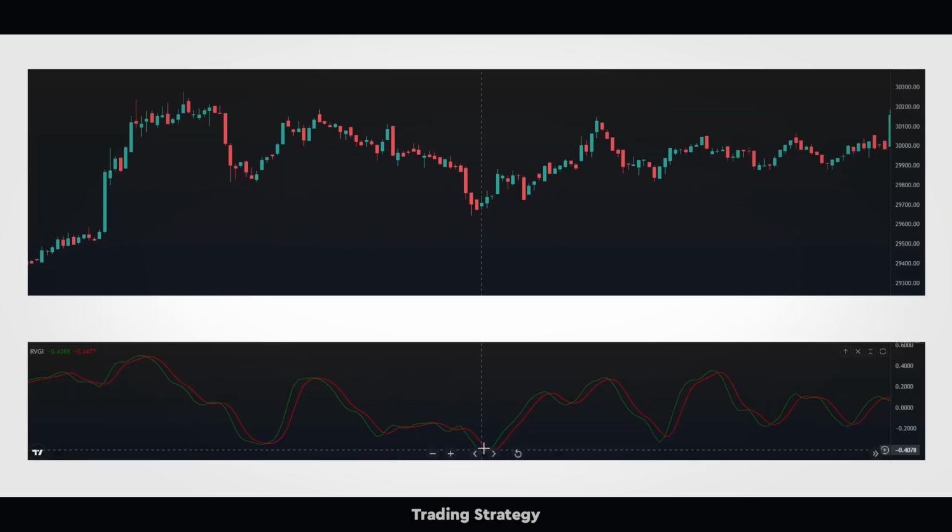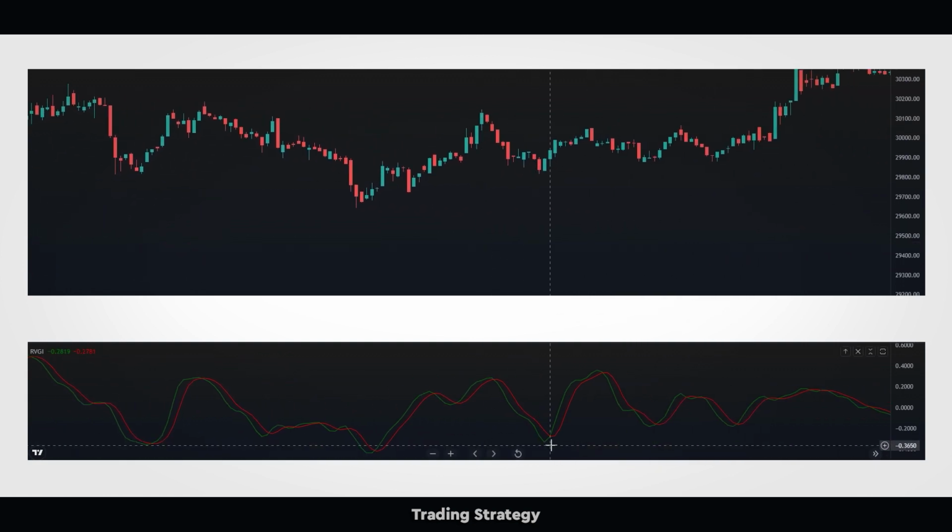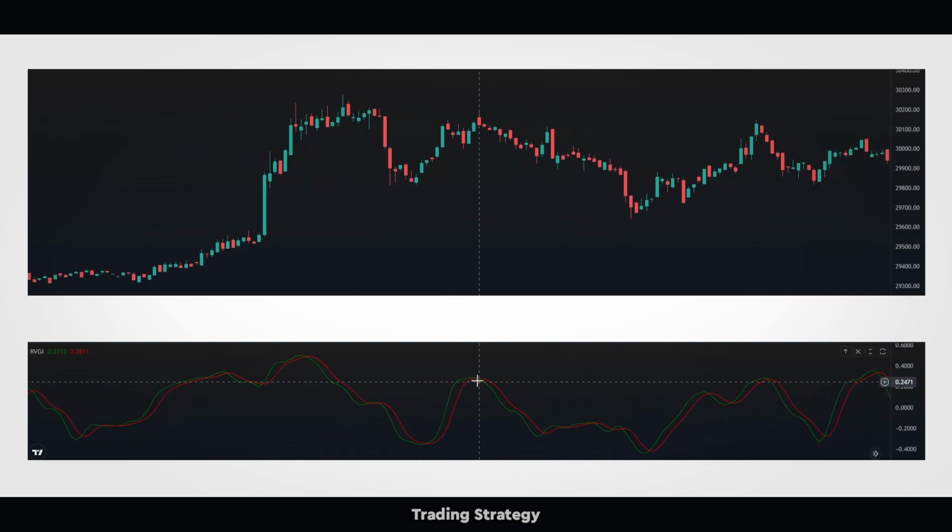The signal line, red, gives us crossovers, which should signal a change in trend. If the green line crosses the red line from the bottom up, a buy trade is usually made. And if the green line crosses the red line from top to bottom, a sell trade is usually made. But the RVI indicator is not foolproof.